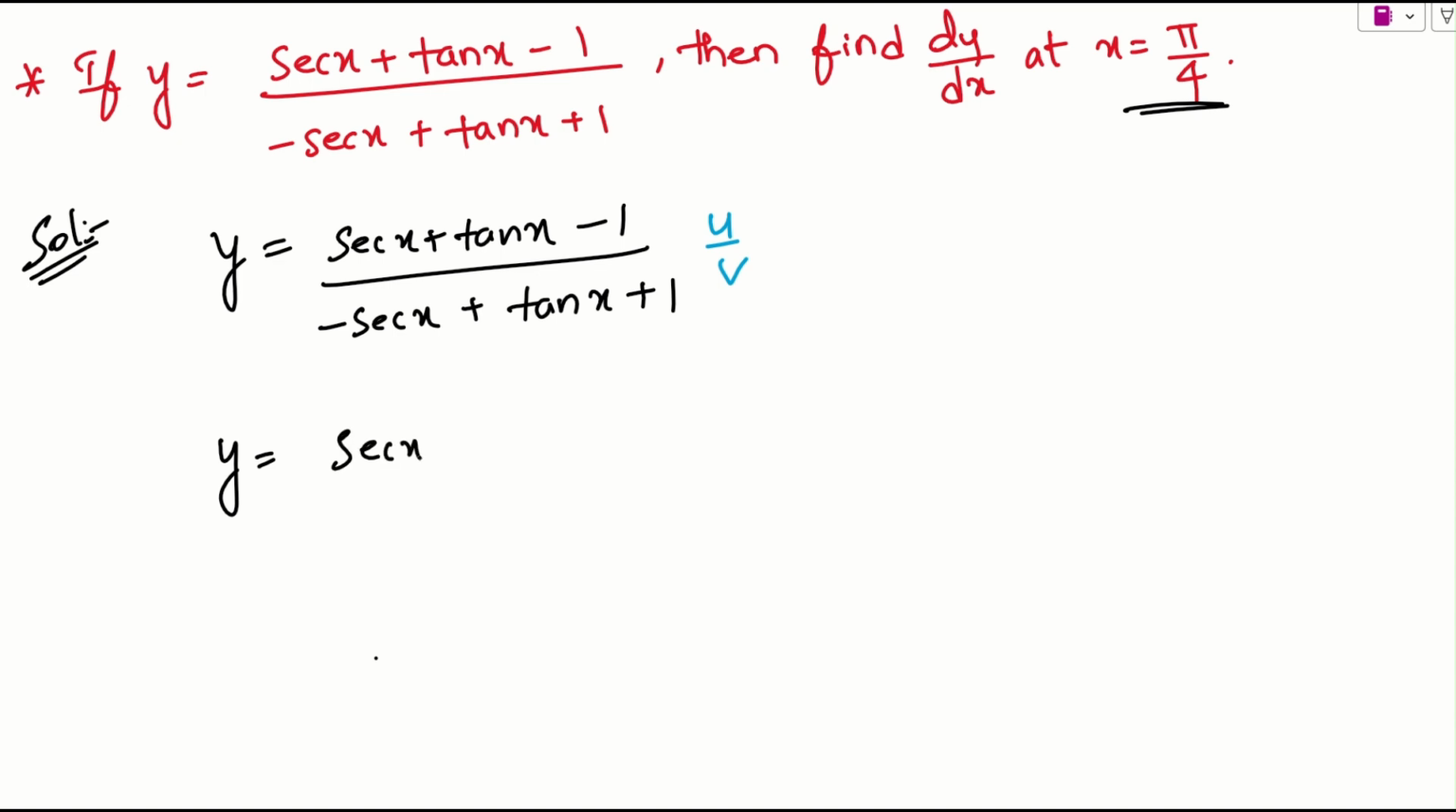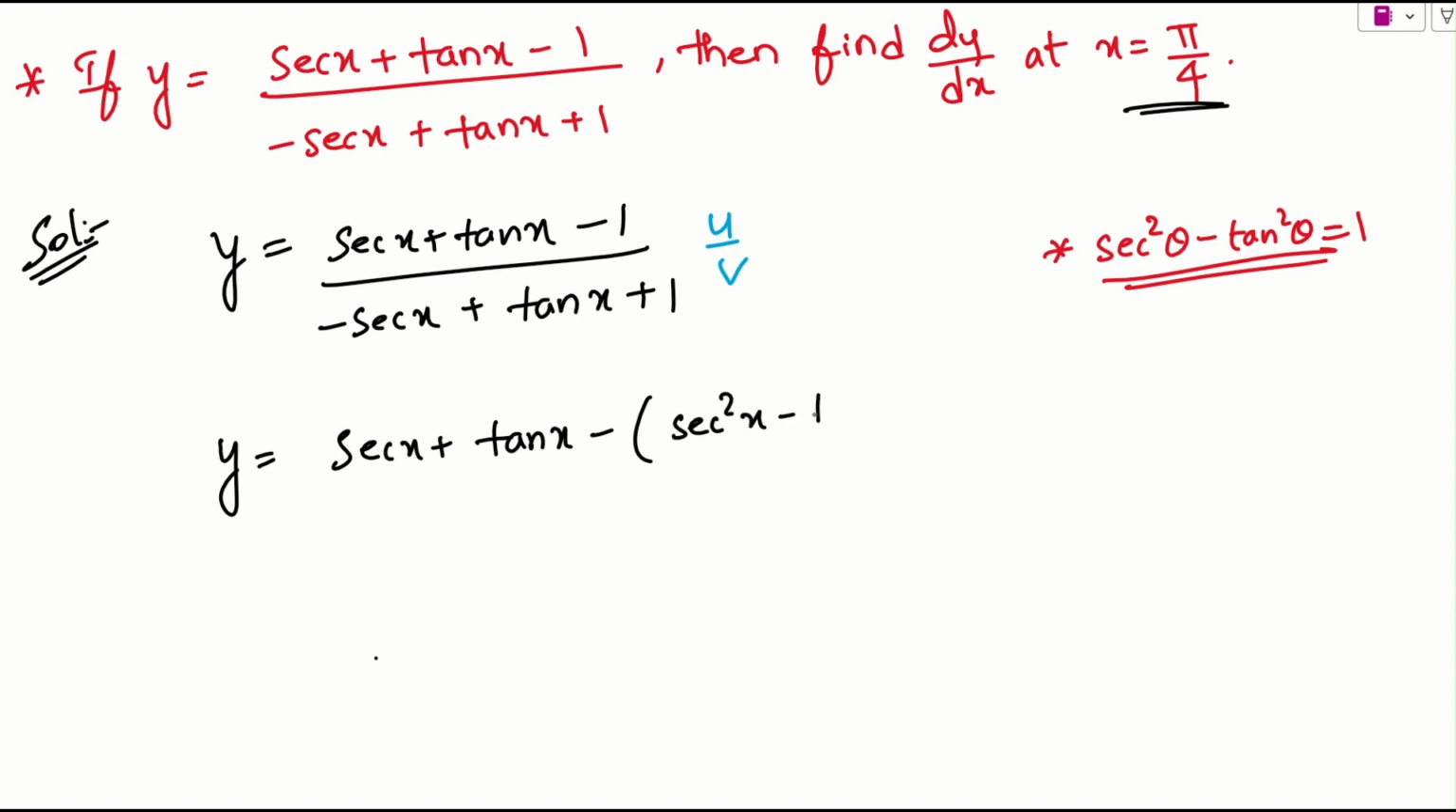If I take secant x plus tan x minus, what is our one? If you remember, in trigonometry we have three identities. One is sin square theta plus cos square theta is 1. The second one I'll be using here: secant square theta minus tan square theta is 1. Everything in the question is in the form of secant and tan, so I'll apply this formula in place of 1. So I'll take secant square of x minus tan square of x, and the denominator will be minus secant x plus tan x plus 1. Any doubts up to here?